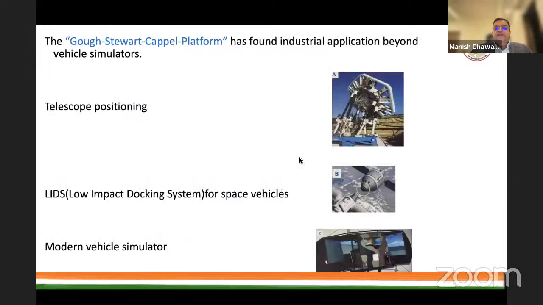This six-axis theory is helpful in many industrial applications, like telescope positioning, since it has six legs, and low-impact docking for space vehicles, when a space vehicle docks with a satellite. You can train your pilot in the simulator. And more recently, if fighter aircraft have to be refueled in the air with a tanker, this technology is used.